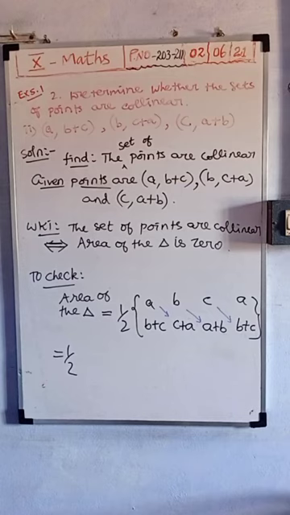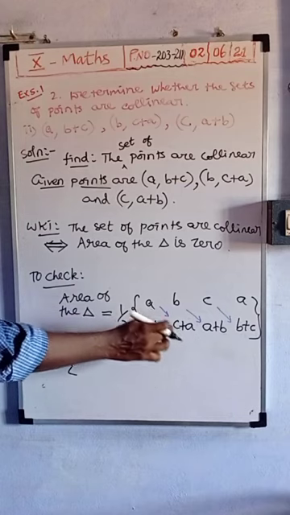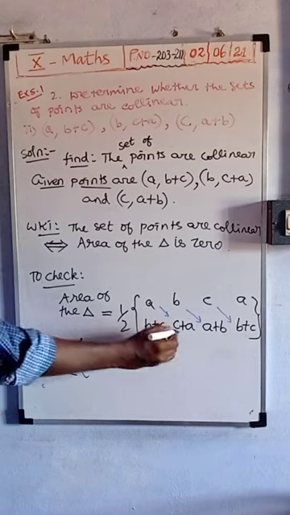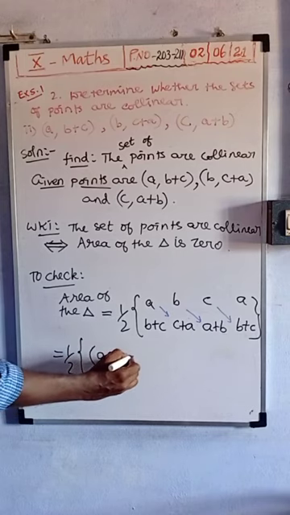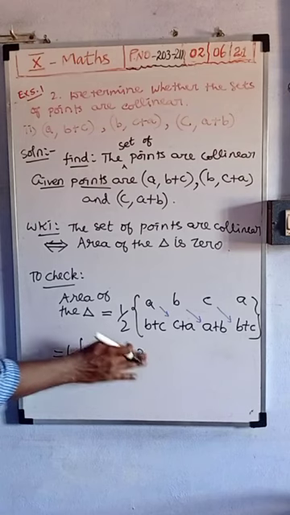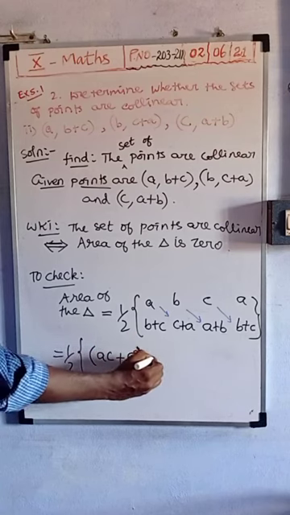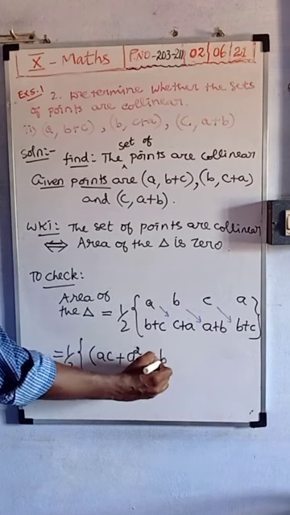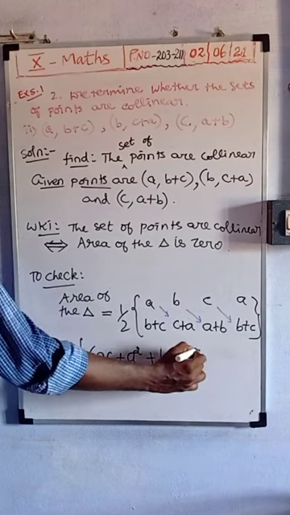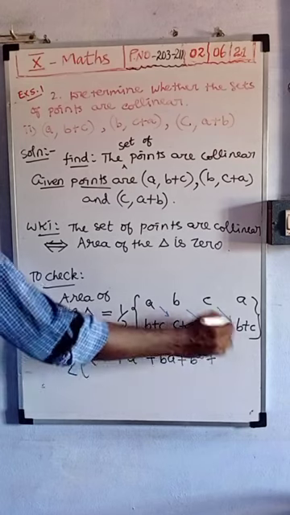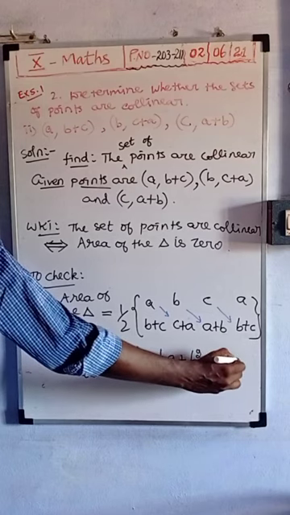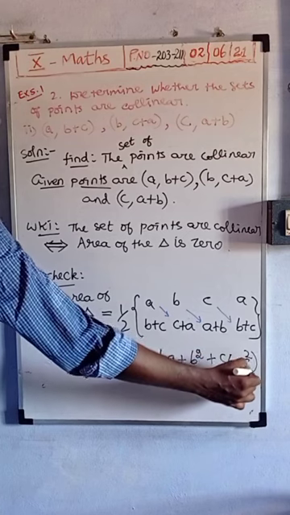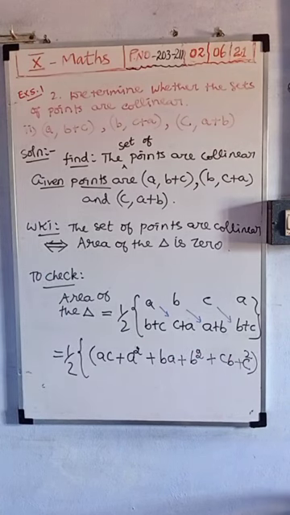Now here A of C plus A is there. So A is common for C and A. So half of one open bracket: A into C, AC, plus A into A, A squared. Again plus, B into A, BA, plus B into B, B squared, plus C into B, CB, plus C into C, C squared. Close the bracket. Directly you can multiply.